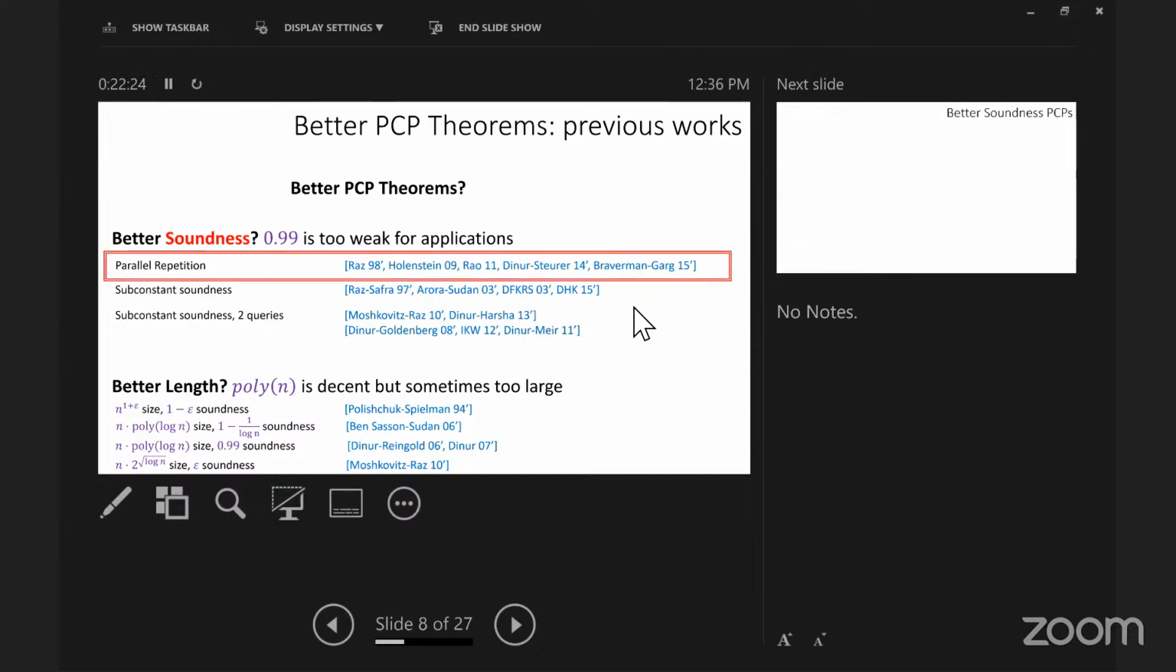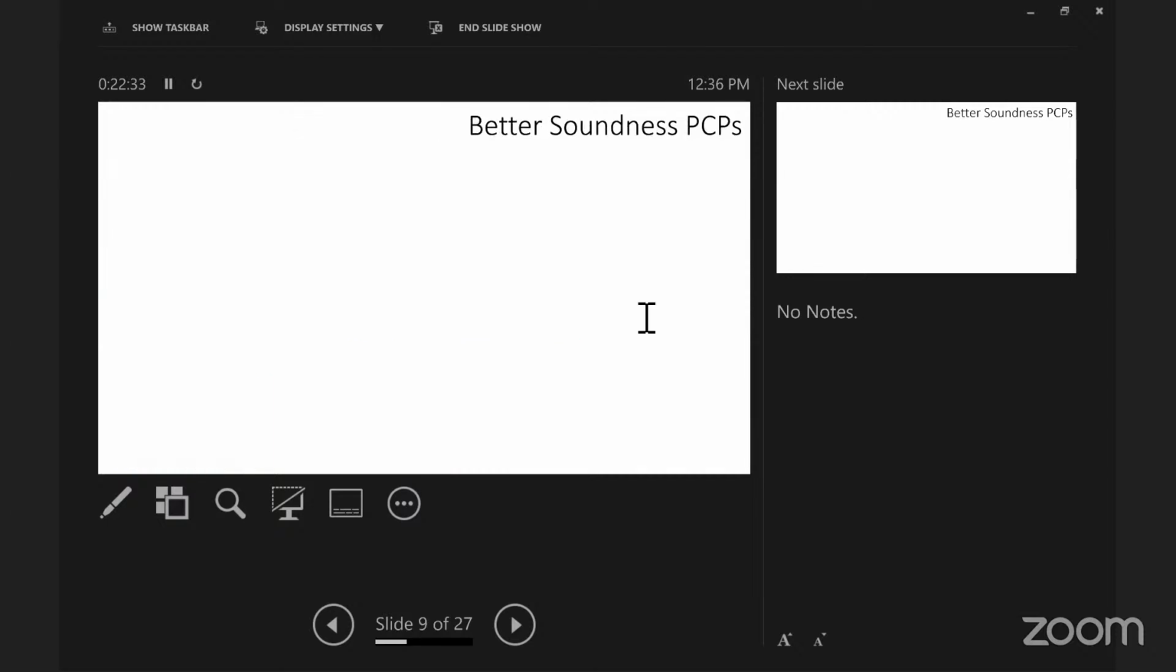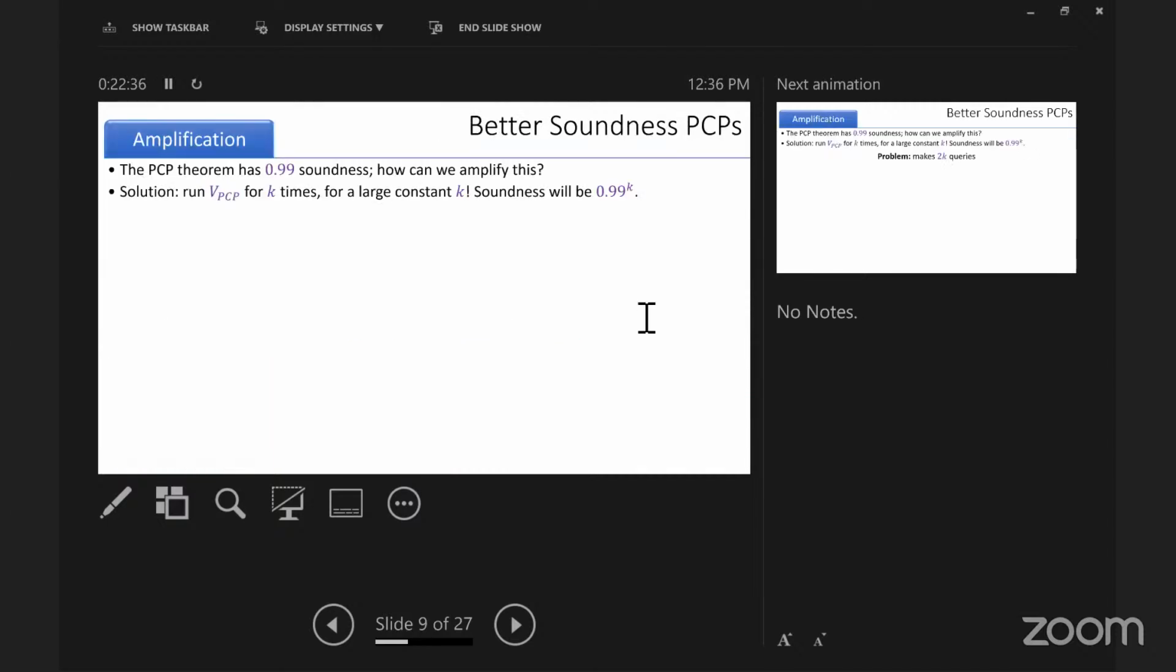Okay, so let me tell you a little bit more about parallel repetition, just to see what it gives you and what it doesn't give you. So here is the mindset that you should have. We have this PCP theorem. It gives you this verifier, which is very cool. It has soundness which is bounded away from 1, and now we want to amplify this verifier. We want to build a verifier that has much smaller soundness.